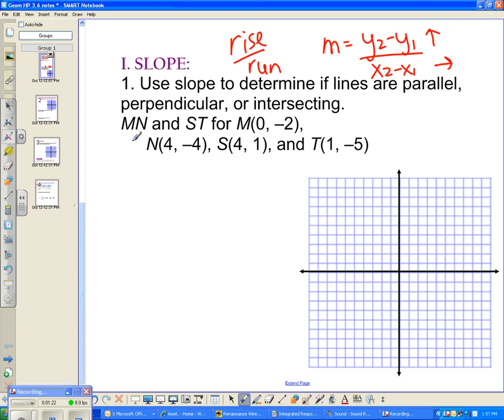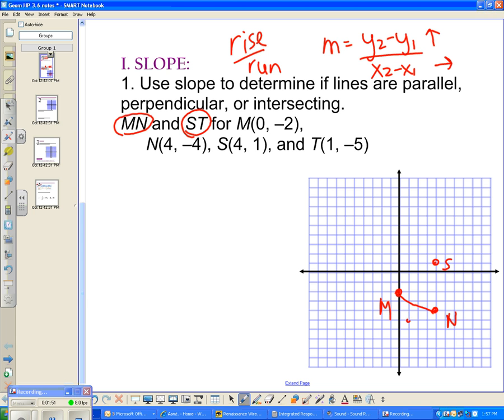Okay, so I want you to first find the slope of MN, and I want you to find the slope of ST. And if you need to graph it, that's fine. So M is at (0, -2). So here's M. N is at (4, -4). There's N. And then, so there's one line segment. And then S is at (4, 1). And T is at (1, -5).